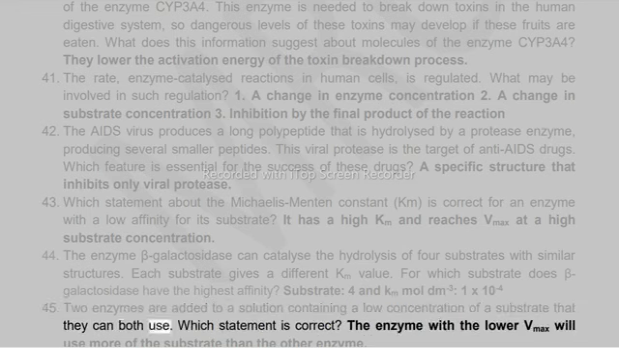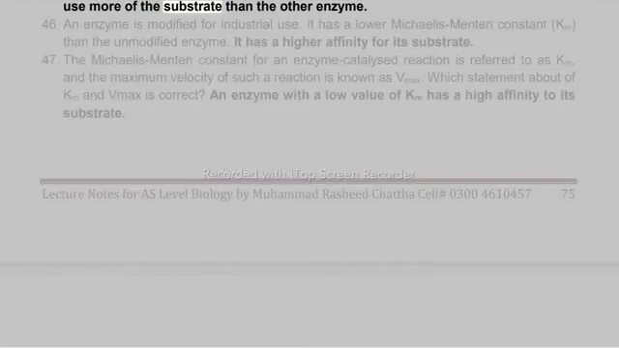45. Two enzymes are added to a solution containing a low concentration of a substrate that they can both use. Which statement is correct? The enzyme with the lower Vmax will use more of the substrate than the other enzyme.